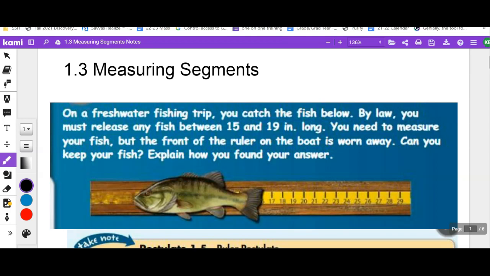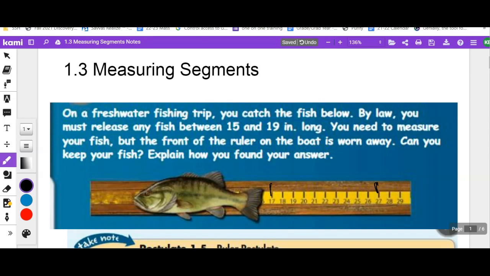Okay, we're going to start off with looking at this fish. As you can see, the end of the ruler is rubbed off, and I can only keep my fish if it's a certain length long. So how am I going to do that? Well, I can pick my fish up and I can move it to the portion of the ruler that's still visible. So if my fish is 17 to 27, how long is it?